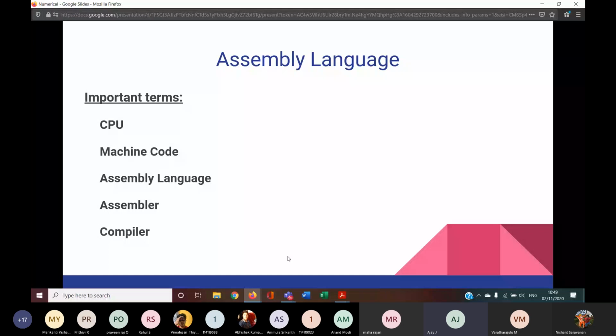And the compiler, as you can see, does the job of the assembler too, but first it compiles from high level language to assembly language. The first topic, CPU, is a broad topic on its own, and it will be covered by the next person, Abhishek.